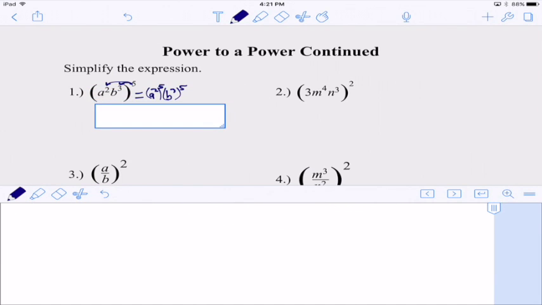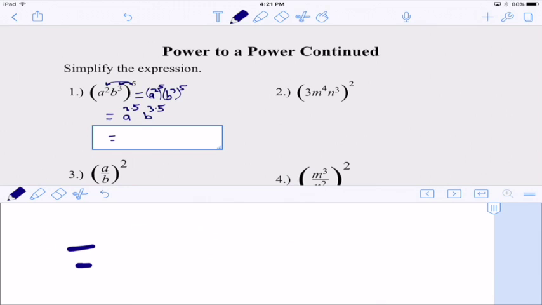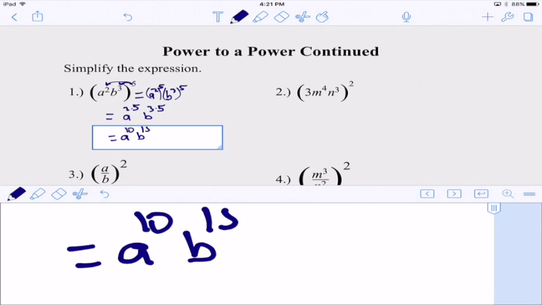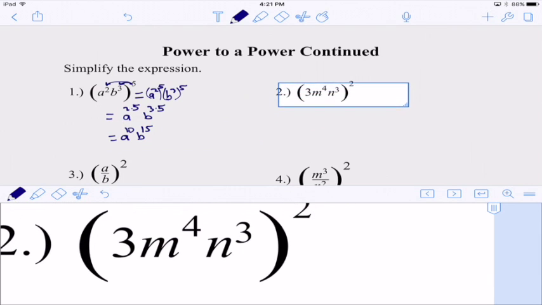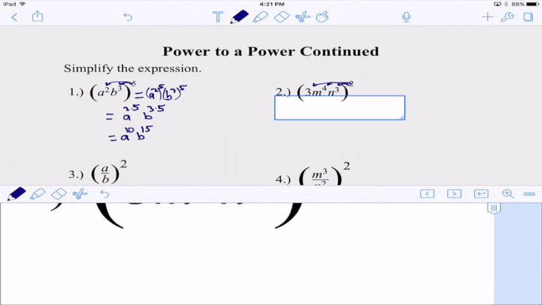Okay, what we just learned is we multiply. So a to the 2 times 5 and b to the 3 times 5. So what's that give us? a to the 10th, b to the 15th. Okay, those are more steps than you have to, but I'm trying to be real specific. Then again, we raise everything to the second power. So that means we raise 3 to the second power.